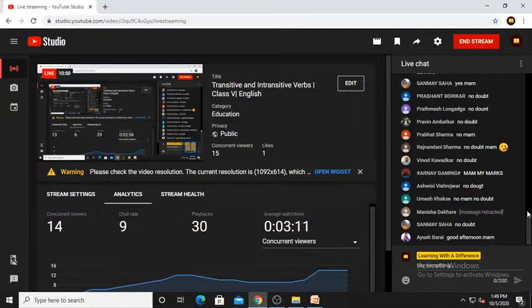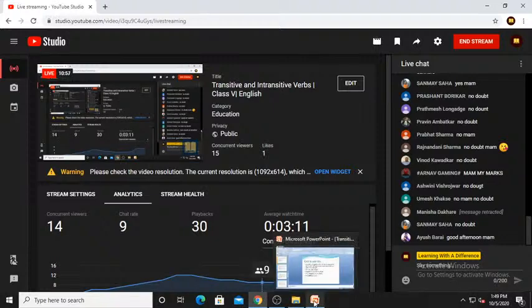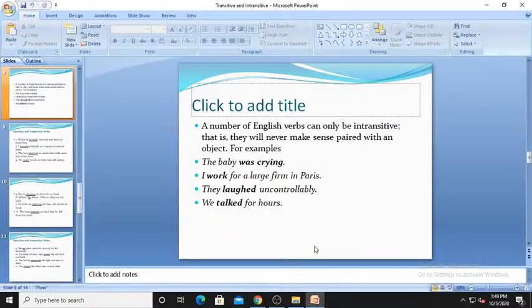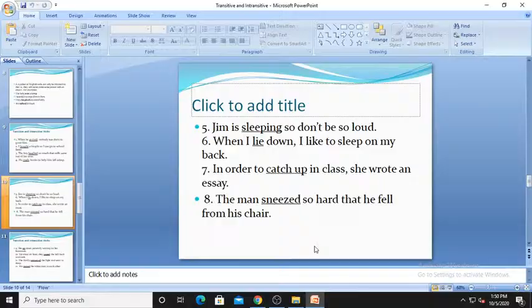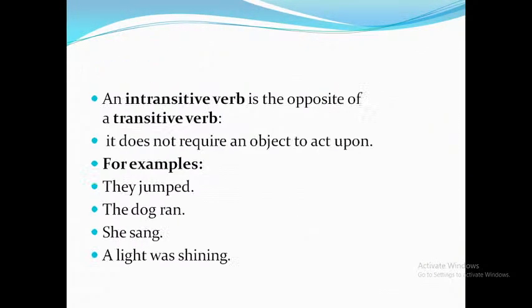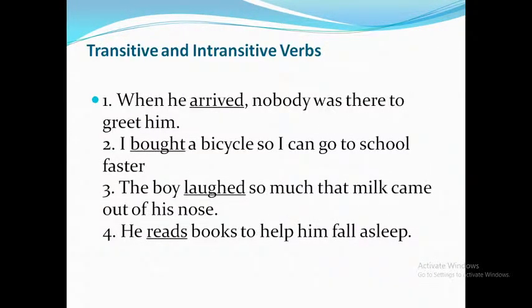Okay, so now if you are ready, then let me take one small test for you. So get ready. Children, now you quickly write down your answers. Okay, this is the test I have given to you. So just try to solve it.